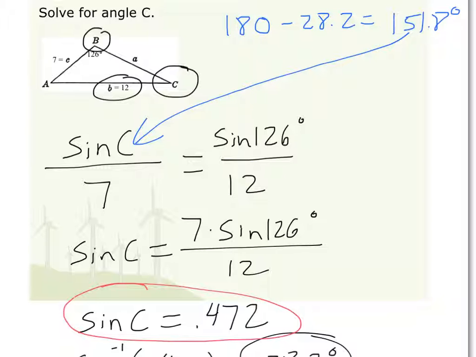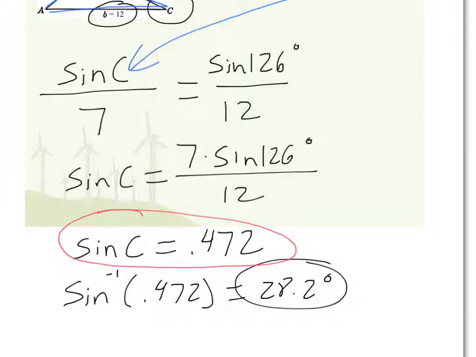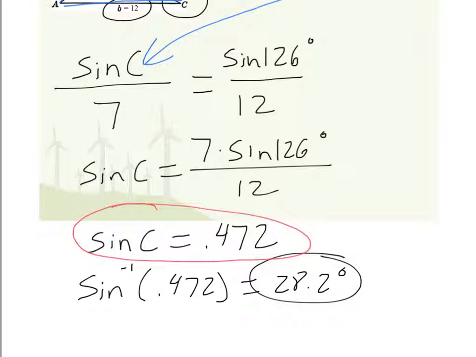Okay? Now, one quick way to check this is to just use the fact that all the angles in this triangle have to add up to 180 degrees. And right off the bat, I see that angle B is 126. Add that to 151.8, and that's already way more than 180. Okay? There are times that this second possible answer will be plausible. In this case, it's not. Okay? The only possible answer that I could have for this missing angle is 28.2 degrees. Okay? Nothing else is going to work.